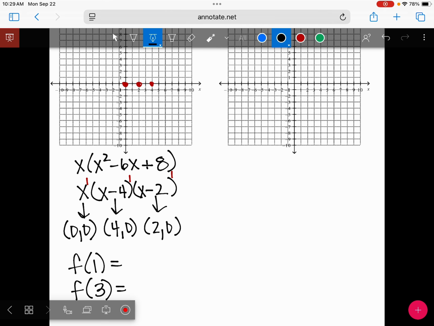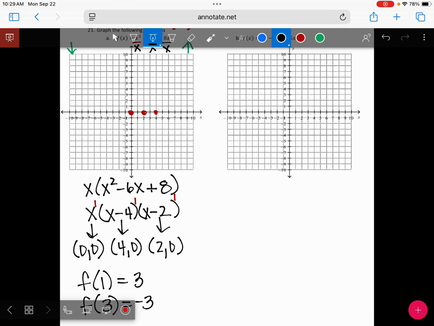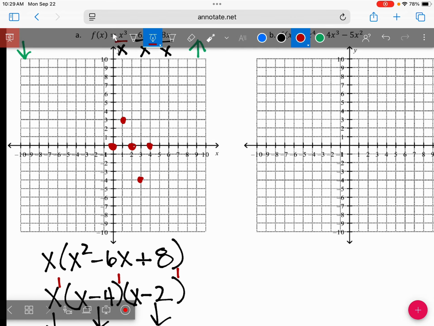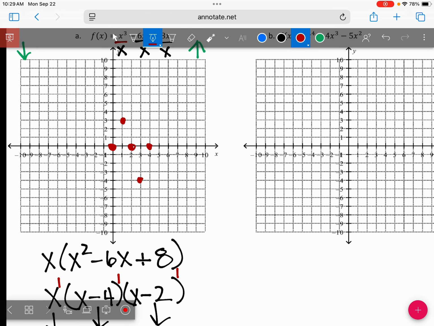Okay, so when I did the math, I had 3 and negative 3. So I'm going to put a point at (1, 3) and a point at (3, -3). And it looks like it's going to work out, because remember, my arrow here should be pointing down. So I'm coming up, going through these points, and that would be my graph.